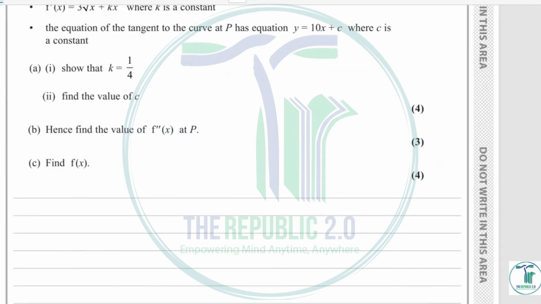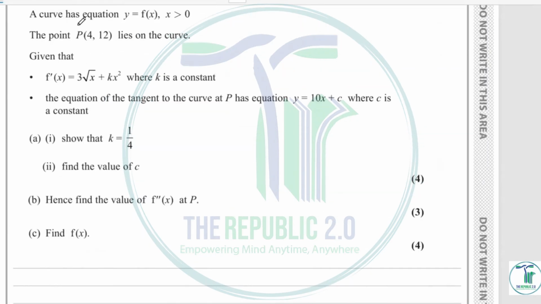Now we have question number 8. The curve has an equation, and the point P lies on the curve, given that the derivative of the curve is 3 root x plus kx squared, where k is a constant. The equation of the tangent to the curve at P, right? So what does that mean? That this line and this curve have a common point, that is P. It has the equation y equals 10x plus c, where c is a constant. Show that k equals 1/4.